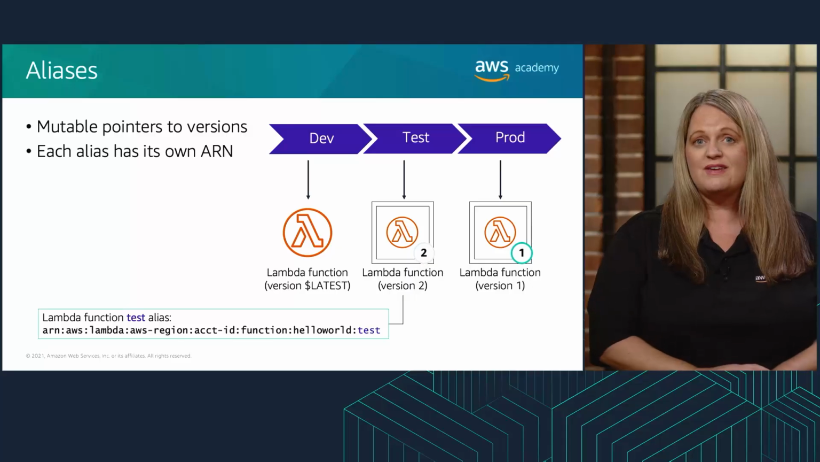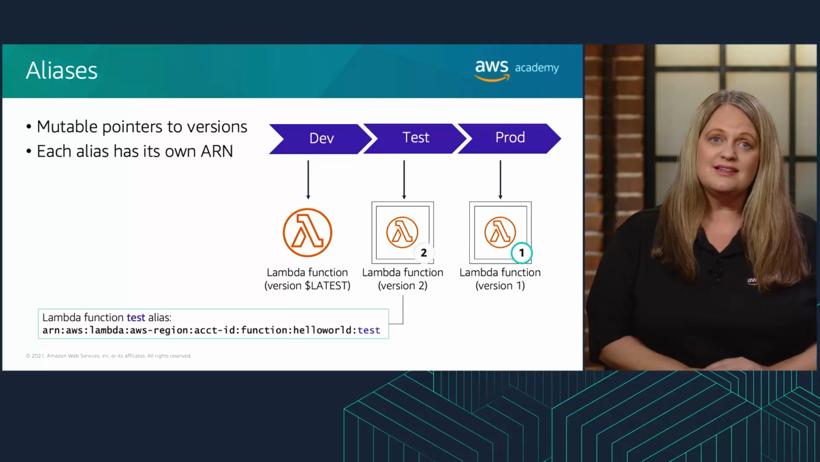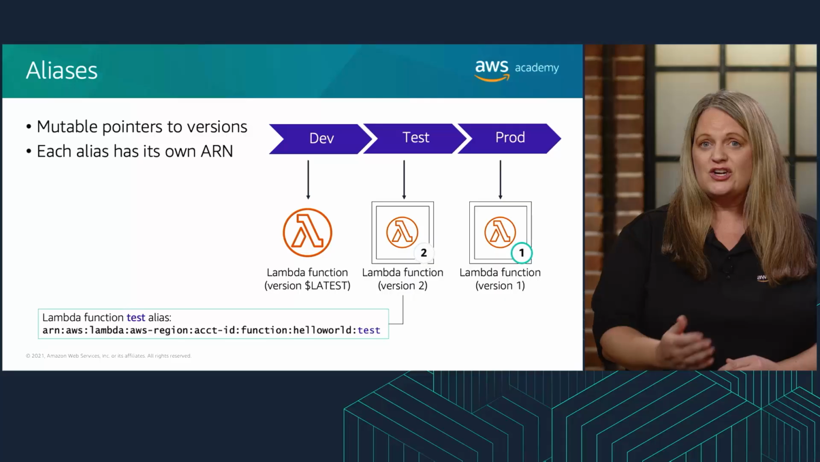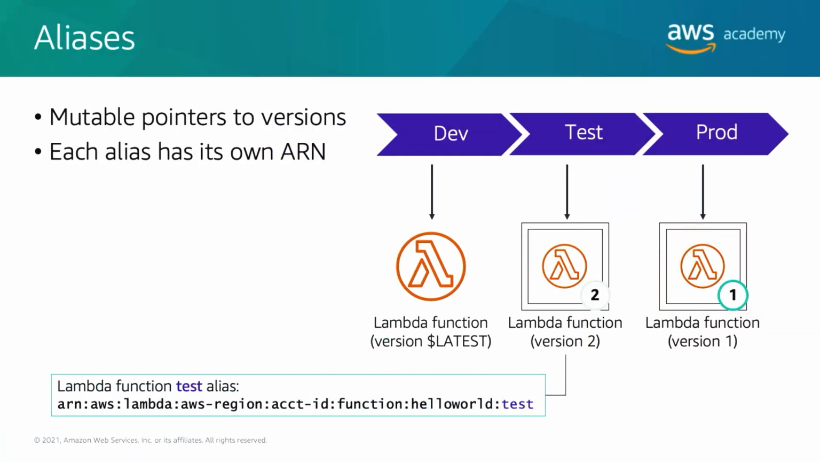You can create aliases for your Lambda function. Conceptually, an alias is a pointer to a specific Lambda function version. Use the alias in the ARN to reference the Lambda function version that is currently associated with that alias. Using an alias makes it easy to promote or roll back versions without changing any code. Aliases abstract the need to know which version is being referenced. In this example, the test alias points to version 2 of the Lambda function.